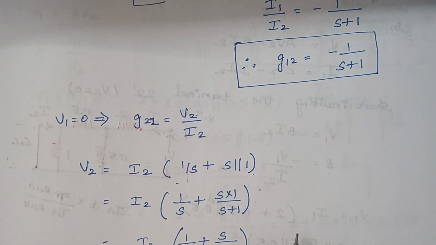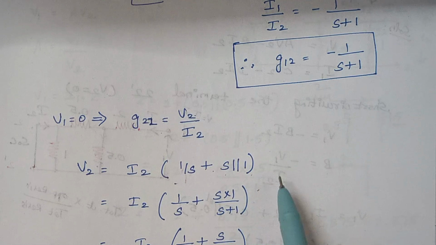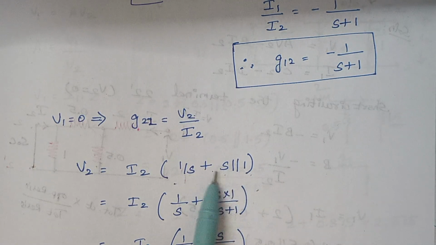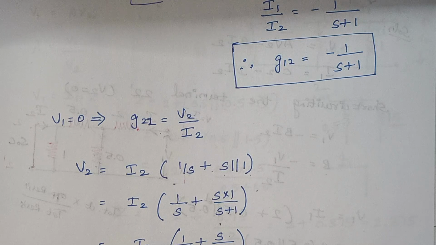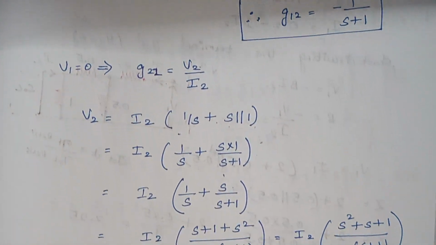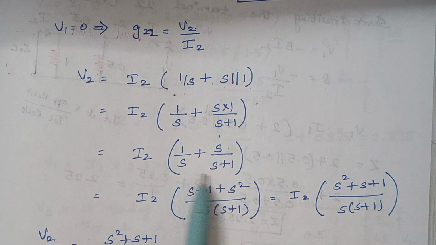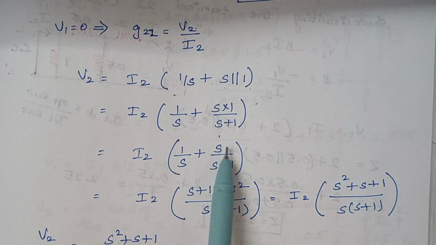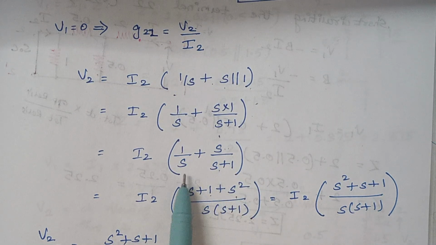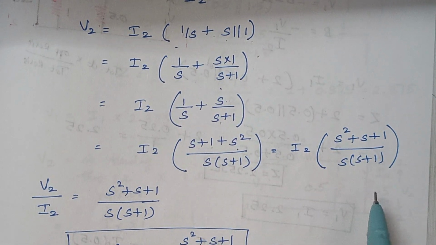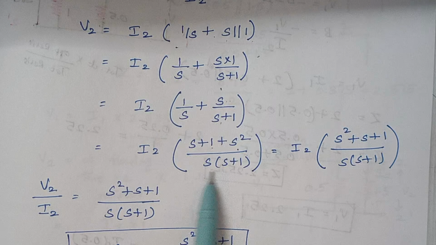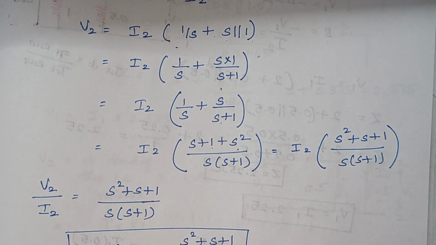When you solve this, the basic formula is R1 into R2 divided by R1 plus R2. So S into 1 by S plus 1. Here it is 1 by S. So when you solve 1 by S plus S by S plus 1, we are going to take LCM because we have different denominator terms. When you take LCM, 1 into S plus 1 is S plus 1 and S into S is S square, whole divided by S into S plus 1. We are not simplifying further, we are keeping this as such. If you want, you can just multiply also.